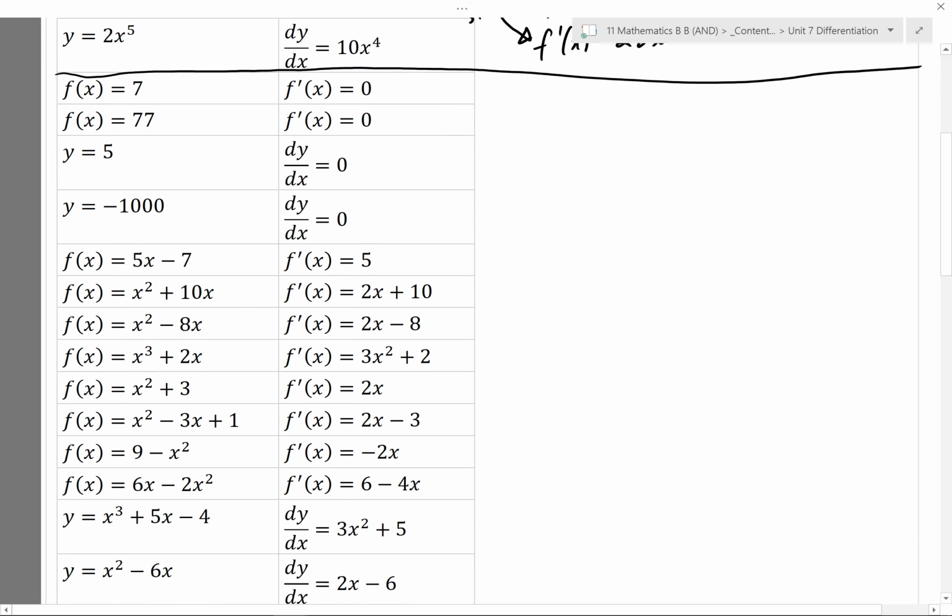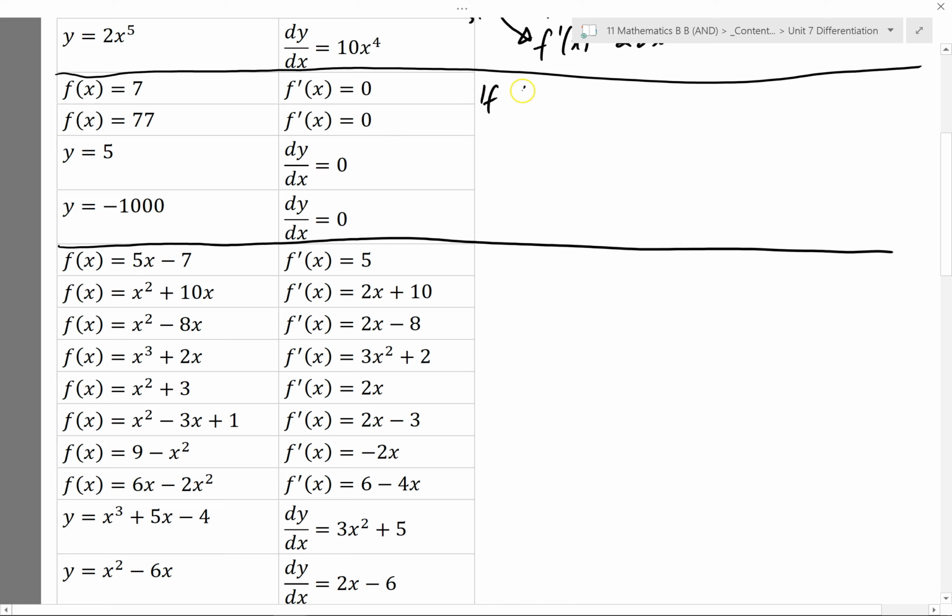Going down the page, here we notice the next 4 all have a derivative of 0. So that must be something important that we can classify into a rule. Having a look at all the functions on the left hand side, all of these are just constants. So our rule in words would be: if the function is a constant, the derivative is 0.